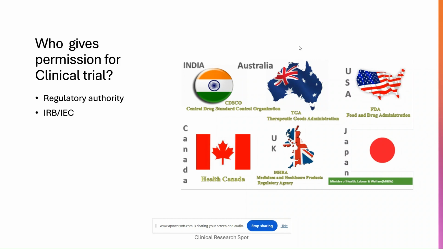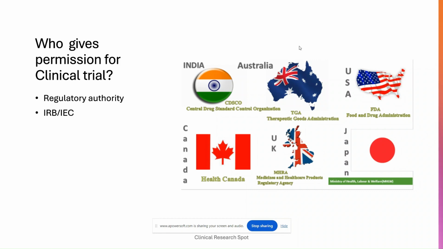Every country will have a regulatory authority. So what is done here? The sponsor, who is the applicant for the study, will submit the application to the corresponding country's regulatory authority in which country they want to conduct the clinical trial, and the regulatory authority will review the application, and if they are satisfied with the contents in the application, they will give the approval for the study.